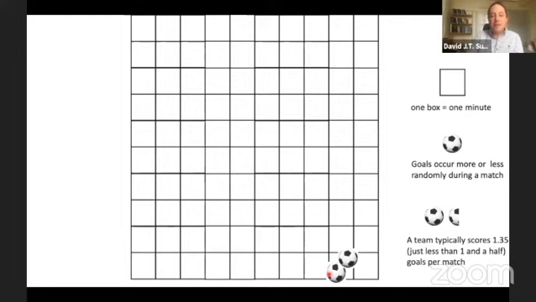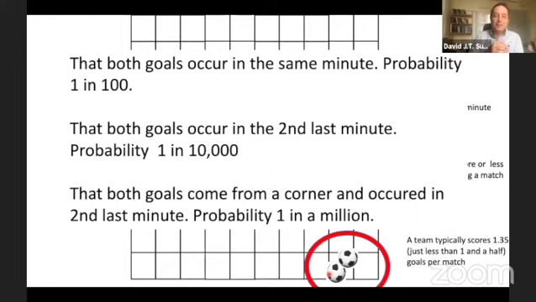You can, of course, go to the other extreme. I did this because I thought it was fun. That both goals occur in the same minute or within a minute of playing time of each other. Well, the probability of that is 1 in 100, because I've got 100 boxes that they occur in. And if they both occur at the same time, there's a 1 in 100 chance of that. And then that both occur in the second last minute, well, that's a 1 in 10,000 chance, because you then specify specifically which minute you want to have.